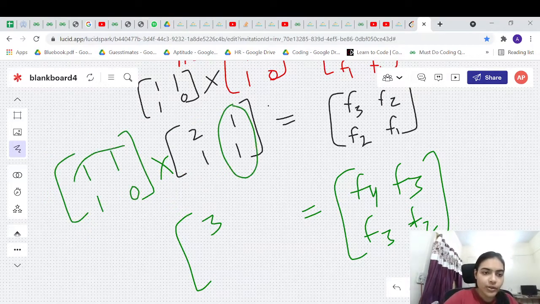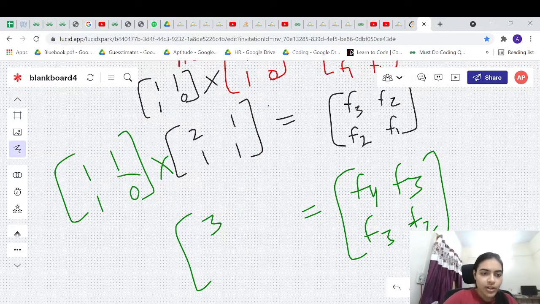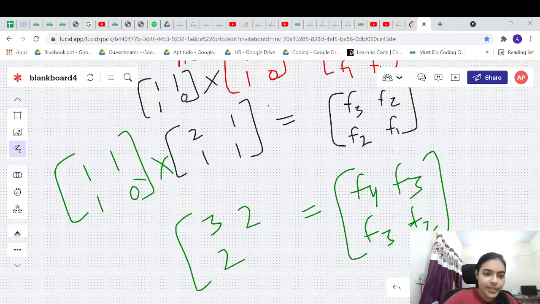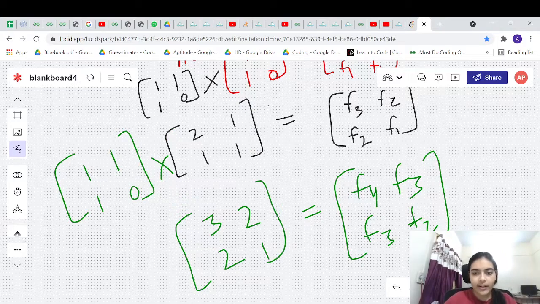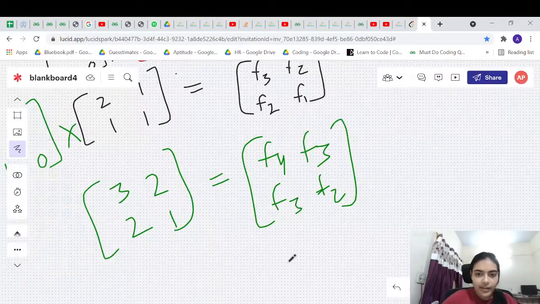Multiply this value with this. Okay. So 1 into 1 plus 1 into 1. What does that mean? That gives 2. Multiply this and this. 1 into 2 is 2. This is 0. So this will give you 2. Multiply this and this. So 1 into 1 plus 0. That will give you 1. Right. So this value represents f of 4, f of 3, f of 3 and f of 2.